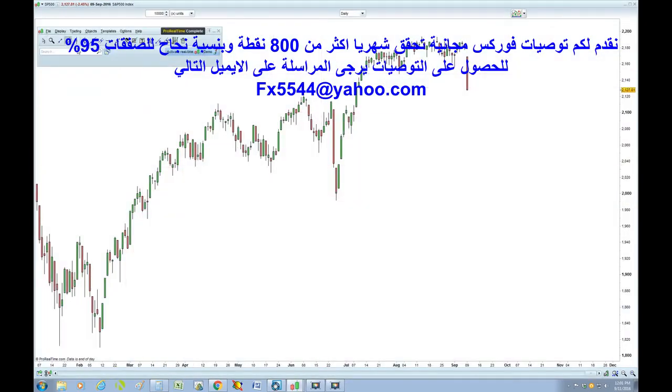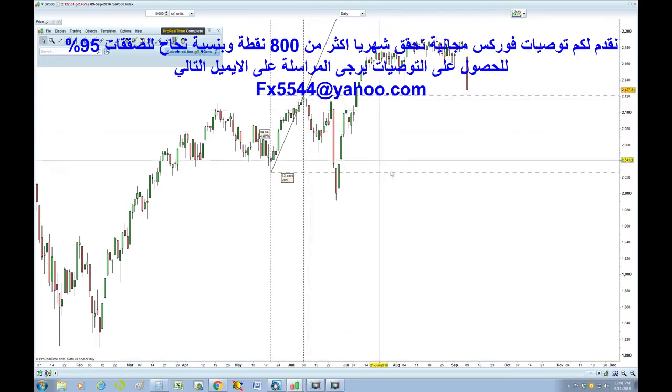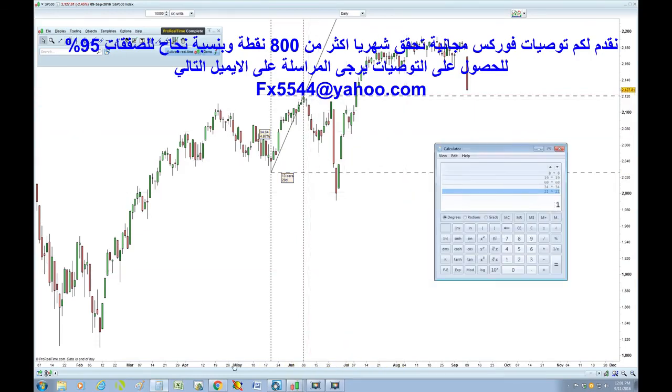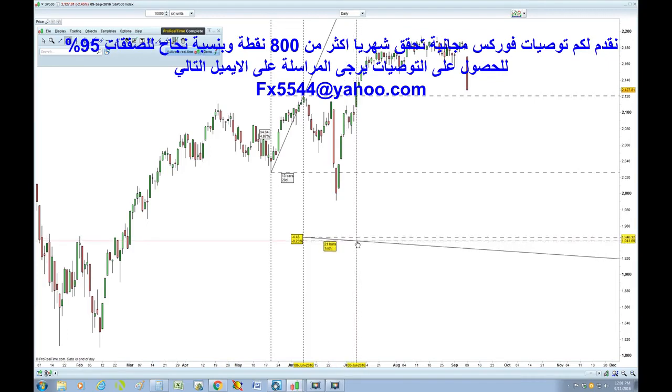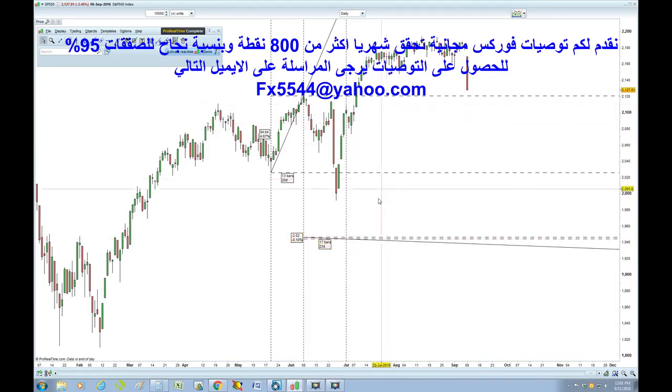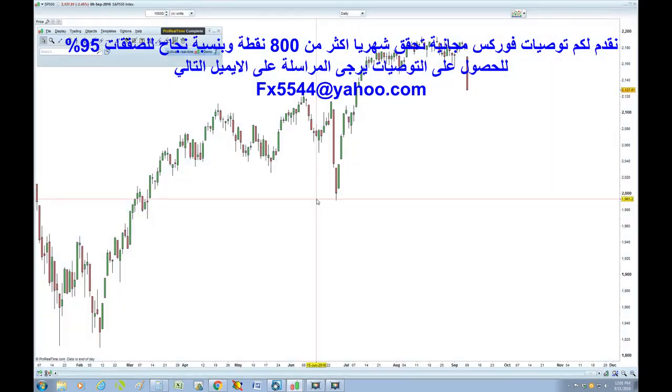So anyway, I'm sure by now you've gotten the idea of what can be done. 13 bars times 13 bars is 16.9, or 17 bars into the future. 13, 16, and 17. You get this minor top right here. So I'm sure you figured it out by now, and you can test it out in any market you have.